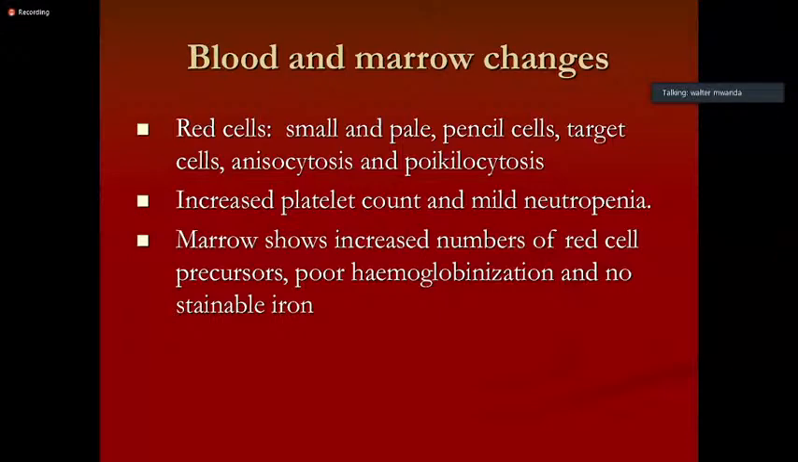Accompanying this, there may be increase in platelets and a mild neutropenia. However, the changes in platelets, changes in the white cells, particularly neutrophils, are pegged on the cause of iron deficiency or microcytosis. The marrow may show increased number of red cell precursors, poor hemoglobinization, and no stainable iron.